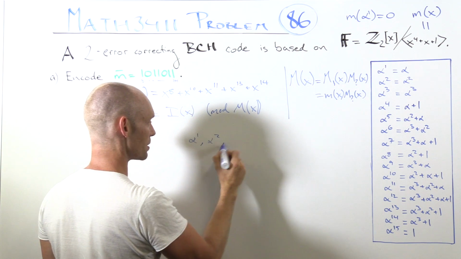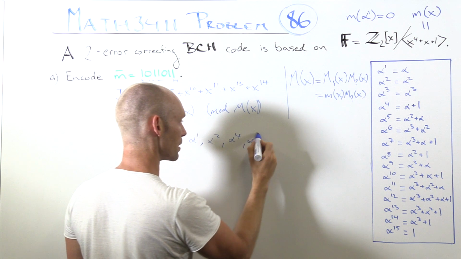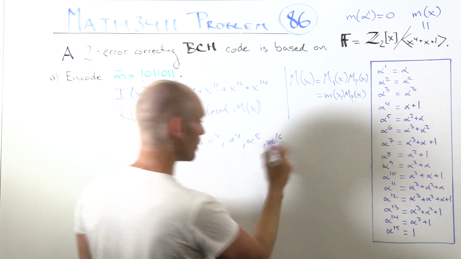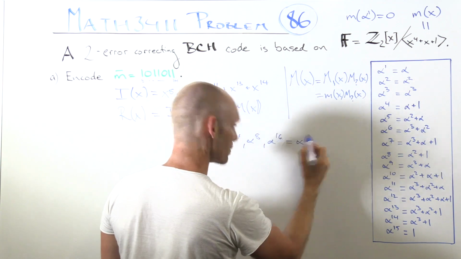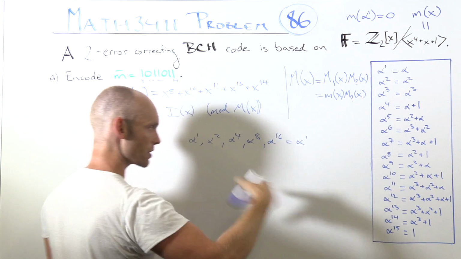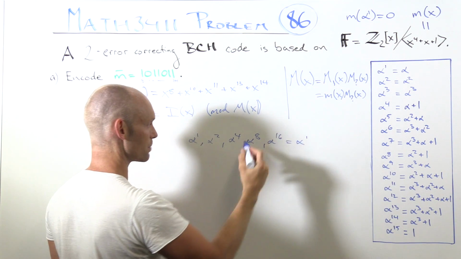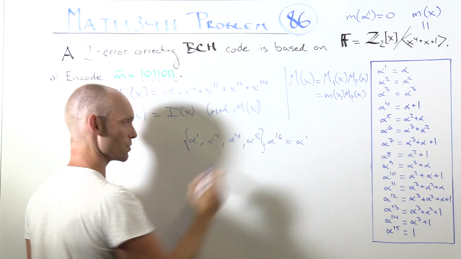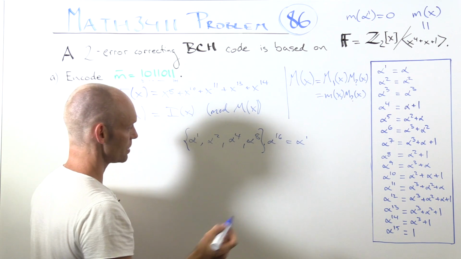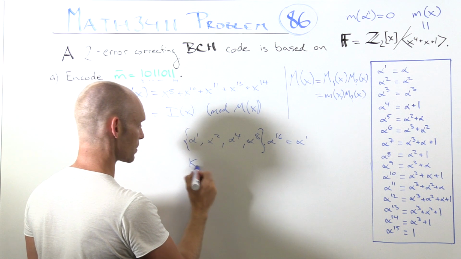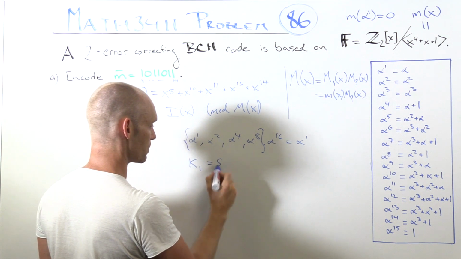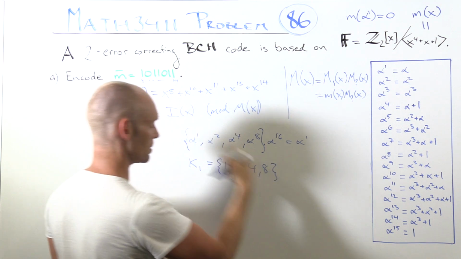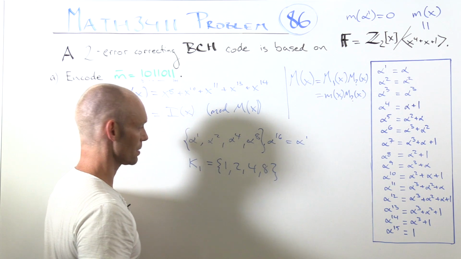So alpha squared, alpha to the power of 4, alpha to the power of 8, alpha to the power of 16, and so forth. Now alpha to the power of 16 is also equal to alpha to the power of 1. So we're going to keep cycling around if we continue to multiply by 2. So in fact these are just the roots here. And another way of saying it is that the cyclotomic set K1 is equal to 1, 2, 4, 8. That's just the exponents there.